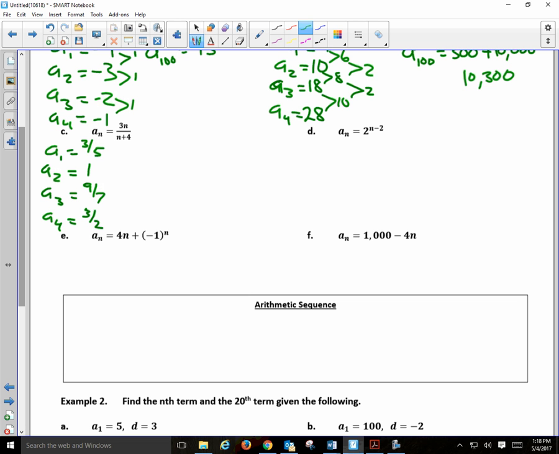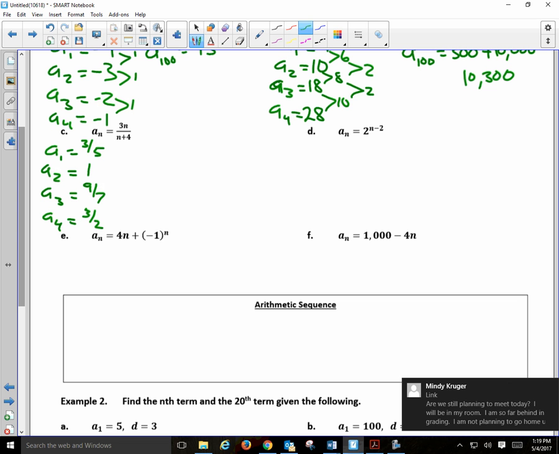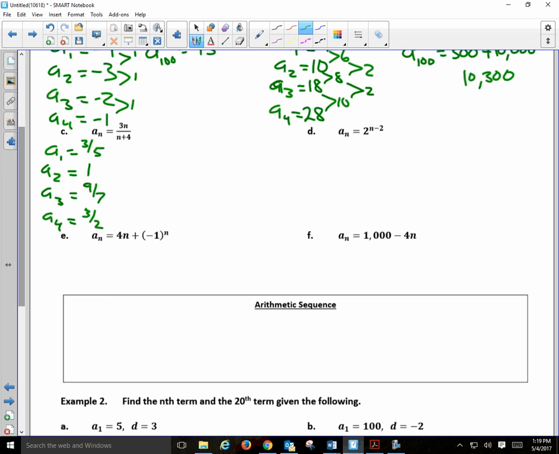So look at these numbers: 3/5, 1, 9/7, 3/2. Would you be able to predict the next number out of that, if you weren't given the rule? Be kind of difficult, wouldn't it? Imagine if you were given those and you had to try to write a rule. That would be very challenging. You have to appreciate that generating them is a lot easier than finding the original rule.